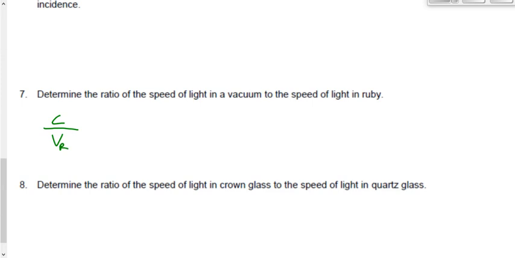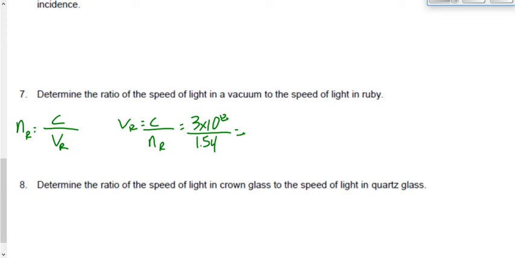Yeah, that's the index of refraction of Ruby, right? N is equal to C over V. So all we have to do there is say N is equal to C over V. It's 3 times 10 to the 8 divided by, oh, sorry, we have to rearrange that, I guess. 3 times 10 to the 8 meters per second divided by the index of refraction of Ruby, which is 1.54. We end up getting a value, no, something's wrong there.